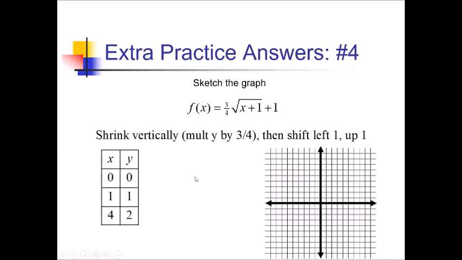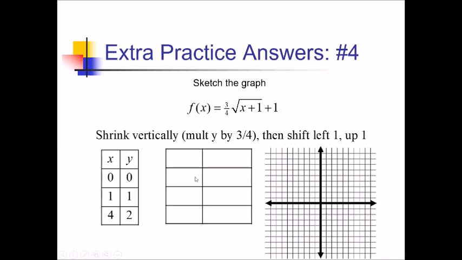Okay, so let's do a table with some new values now based off of all that. For the x values, because we're going left 1, that means we have to subtract 1 from the x values. And then for the y values, we're multiplying by 3/4 and shifting up 1, so we have to add 1 there. So I'll write 3/4 y plus 1. Now let's calculate what that's going to mean in terms of new values for x's and y's. For the x's, subtracting 1, we've got 0 minus 1, so negative 1. 1 minus 1 is 0, and 4 minus 1 is 3.